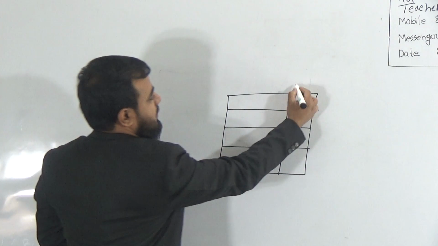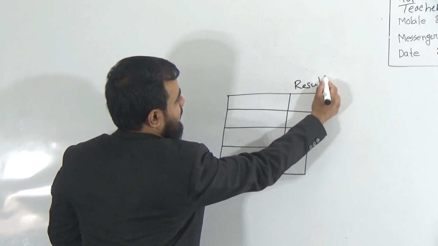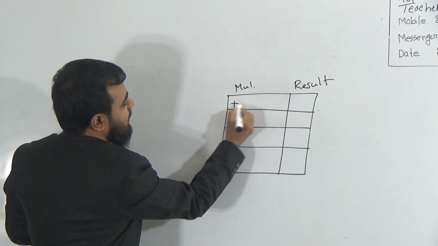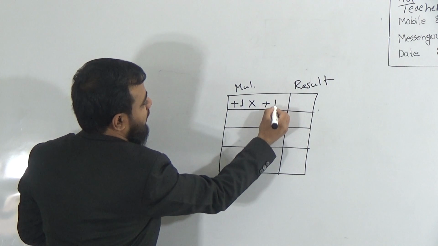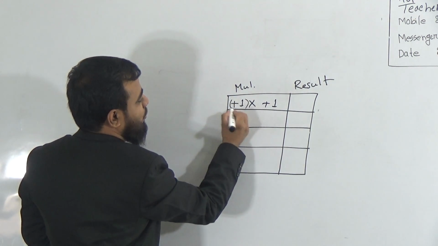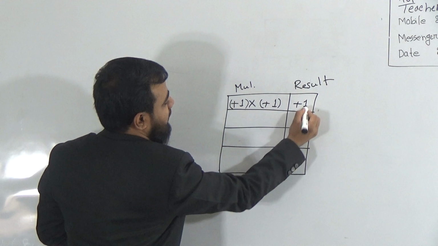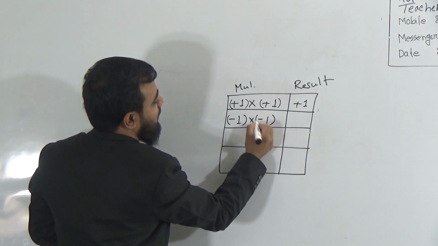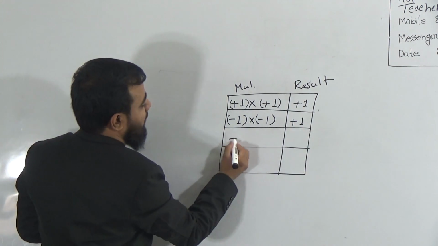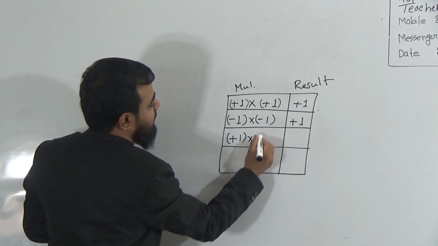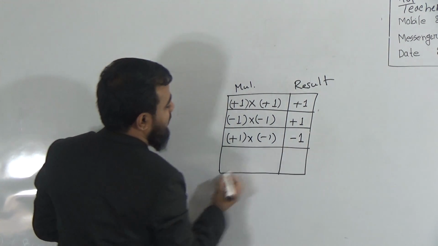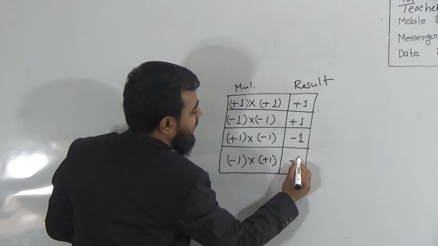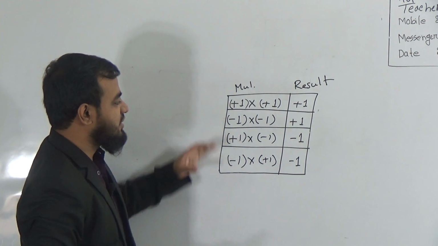This is the result and this is the multiplication. When you multiply +1 with +1, we will get +1. When we multiply -1 with -1, we will get +1. When we multiply +1 with -1, we will get -1. When we multiply -1 with +1, we will get -1. It is very easy to understand.